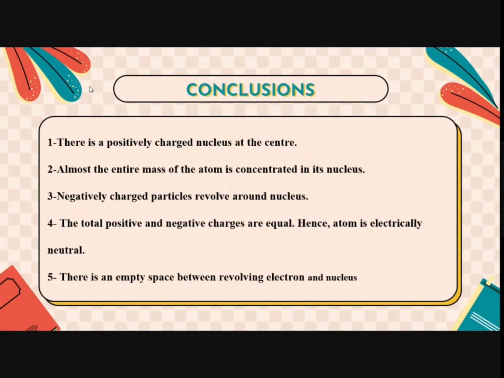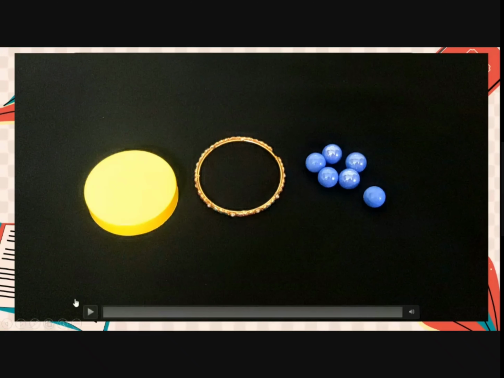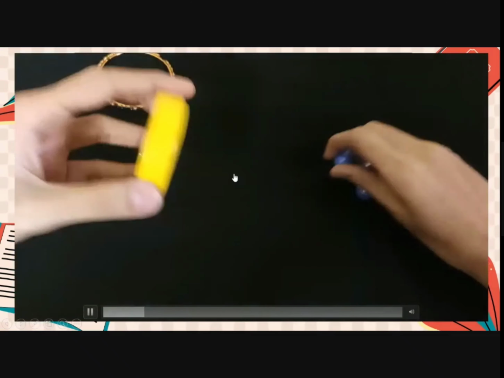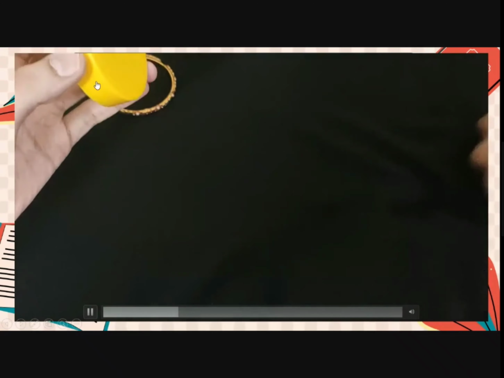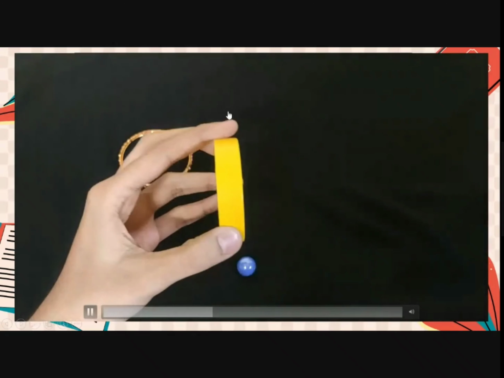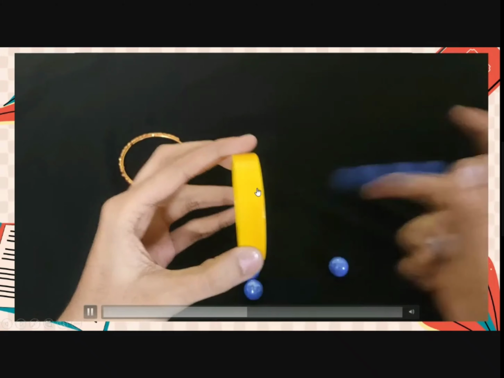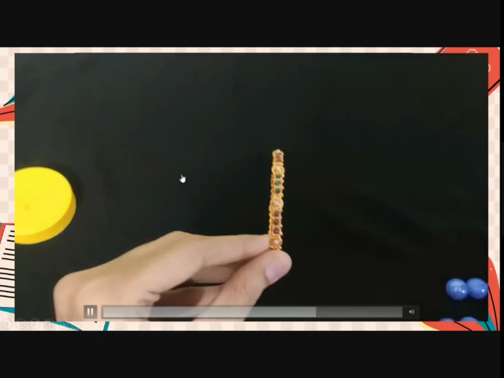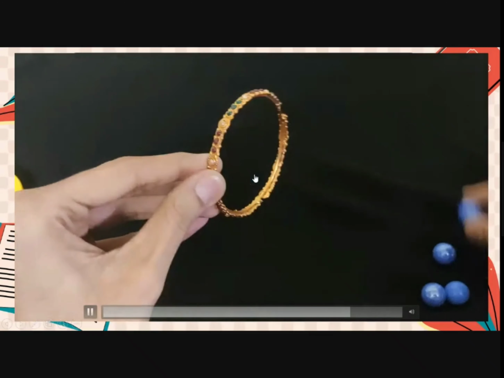Let's look at the fifth one. He assumes that there's an empty space between the revolving electrons and the nucleus. Now, to understand this better, I want you all to watch this video. I have here some marble pieces, a bangle, and a lid. First, I have this lid, and I'm putting these marbles over here. Now I took this bangle, and I'm putting all the marble pieces across it.